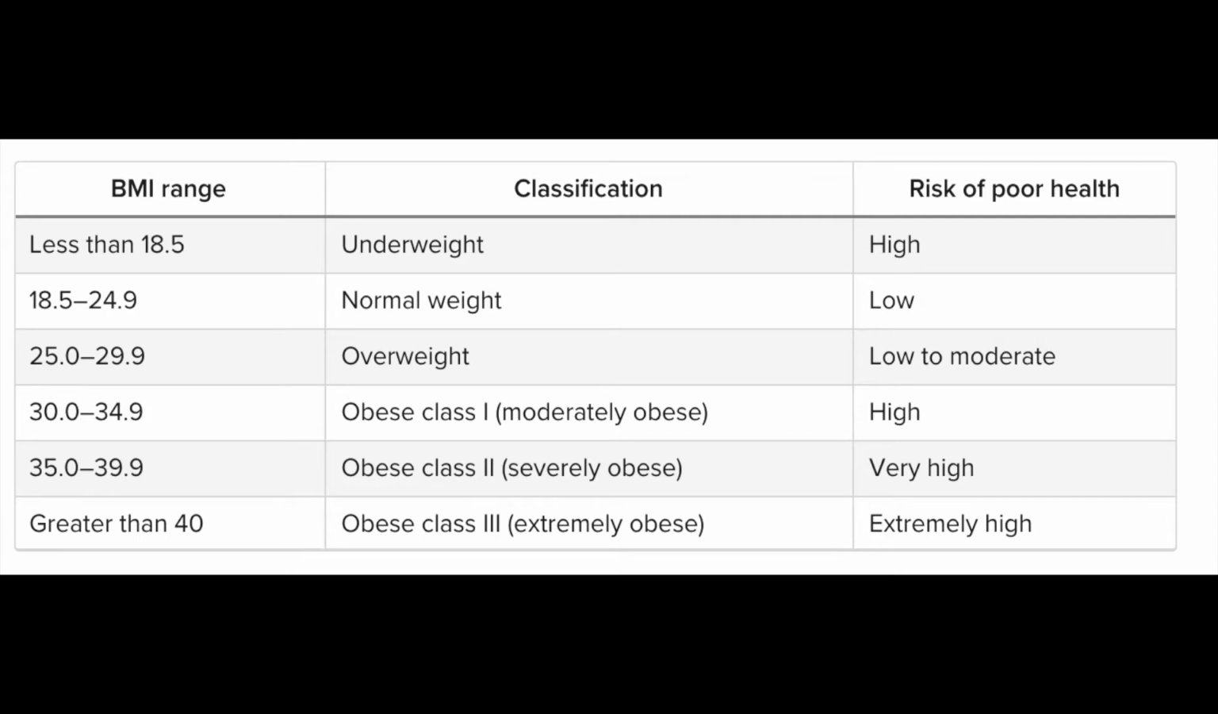If you're between a 30.0 and a 34.9, you're in what they call obese class 1. So you're moderately obese and you're at a high risk for health issues. If you're between a BMI of 35.0 and 39.9, you're an obese class 2 or severely obese at a very high risk. Finally, if you have a BMI greater than 40, you're an obese class 3 or extremely obese with extremely high risk. It's important to note that BMI applies to adults between the ages of 18 and 65 years of age.